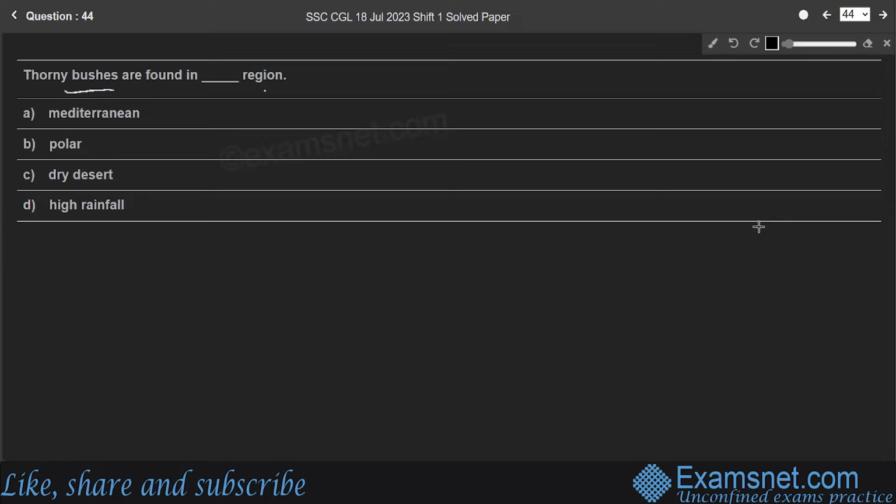Thorny bushes are found in dash region. Question 44. Here the options are Mediterranean, polar, dry desert, and high rainfall region. Here students, thorny bushes are found in a hot and dry desert climate. So option C is the right answer. This is a hot and dry desert climate with seasonal rainfall averaging 250 to 500 millimeters, or less than 50 to 70 centimeters.